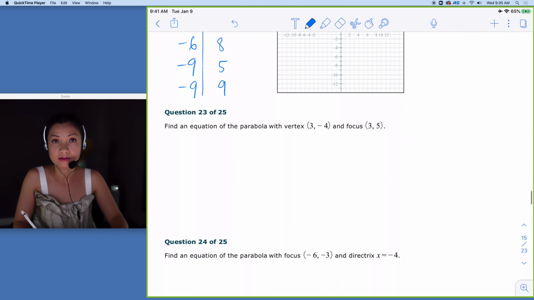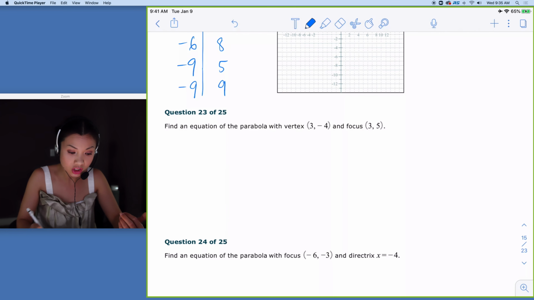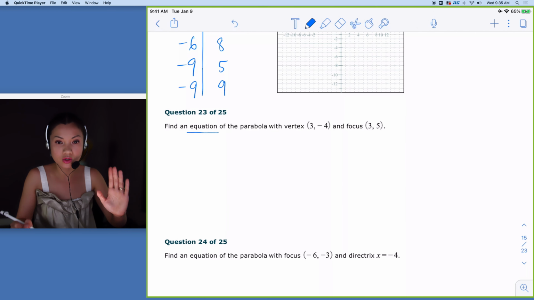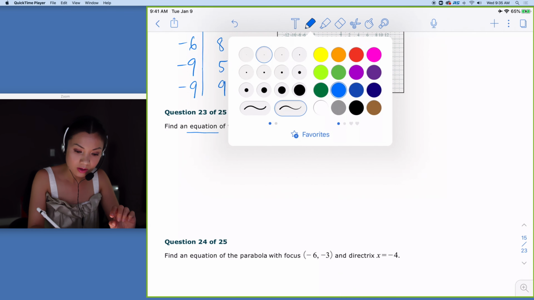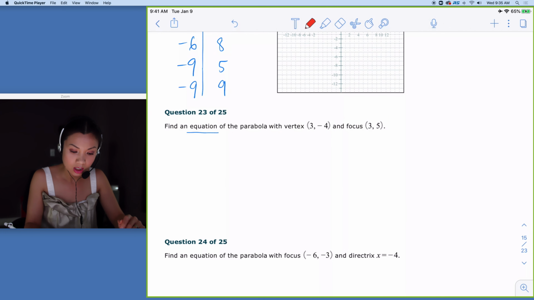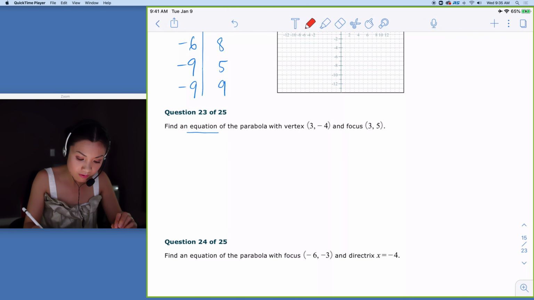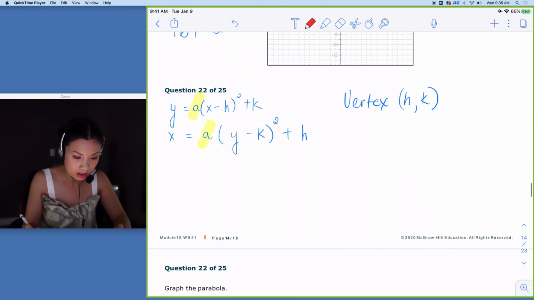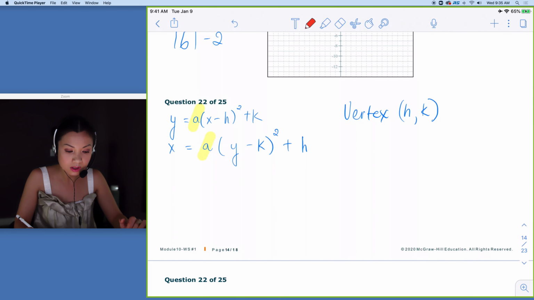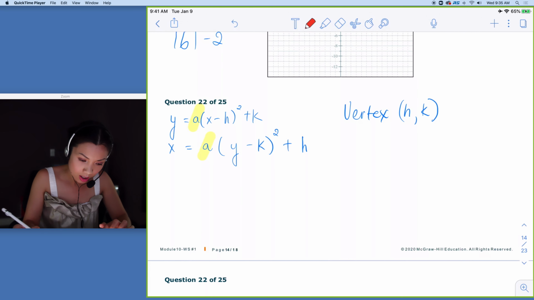the opposite. They're giving you some information. You have to write the equation. So before we talk about this, we're going to have to know the general information. So you see that we have the vertex and the focus. So if I have, like I mentioned earlier, these two types, okay? Now, the vertex is right here.